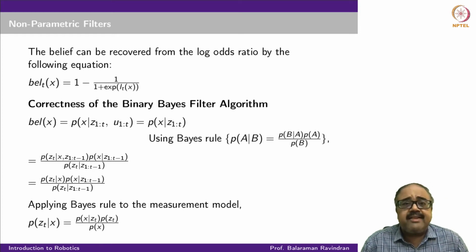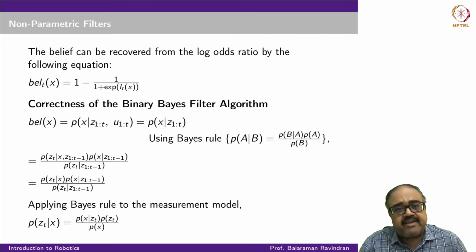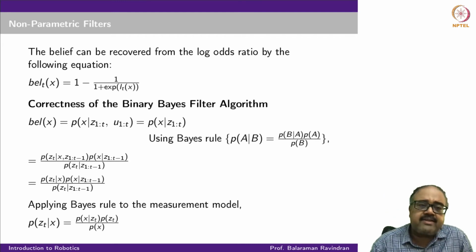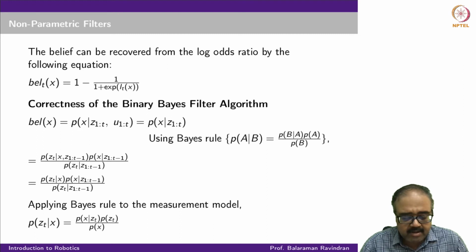So I kept saying that the log odds ratio is the belief, right? But if you want the actual belief distribution, the belief distribution is the probability of x given z1 to t. So I can recover the belief of x at time t by just doing this: 1 minus 1 by e power lt of x, where lt, if you remember, is the log odds ratio at time t. So how did that come about?